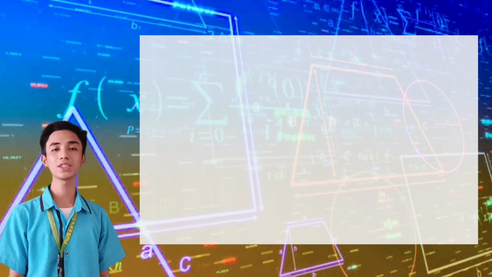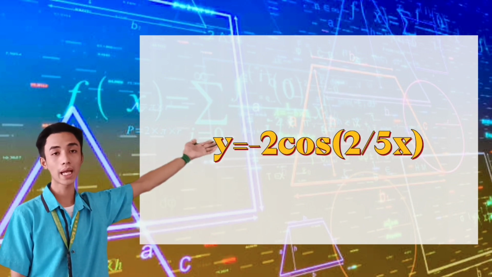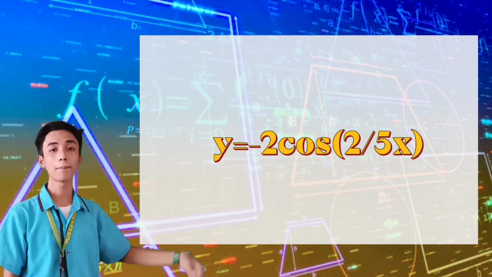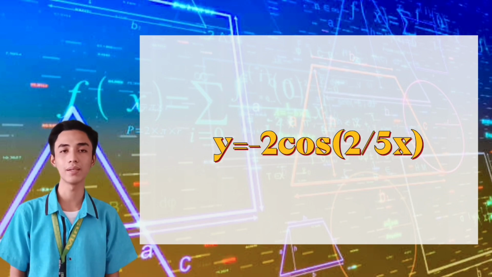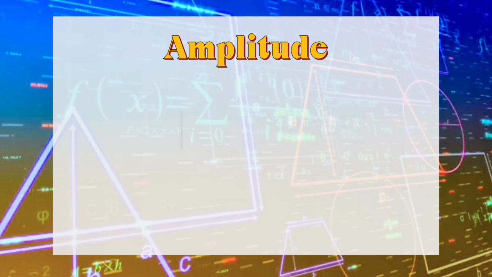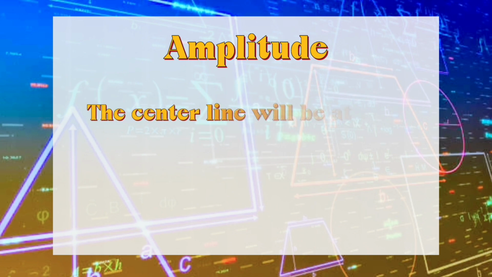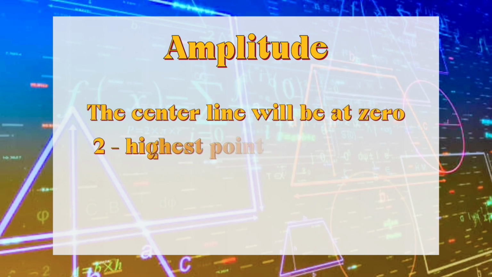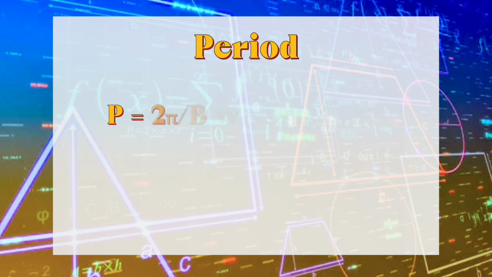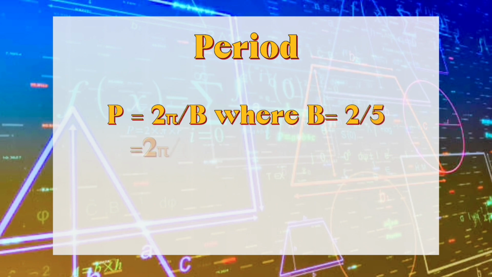Now, try to graph this function. Let the function be y is equal to negative 2 times the cosine of 2 over 5 of x. Pause this video and resume once you are ready. Amplitude here is 2, since the absolute value of a is equal to the absolute value of negative 2, and that is equal to 2. The center line is at 0, therefore the highest and lowest point should be at 2 and negative 2 respectively. The period is P is equal to 2 pi over b, and since b is equal to 2 over 5, therefore 2 pi over 2/5 is equal to 5 pi.